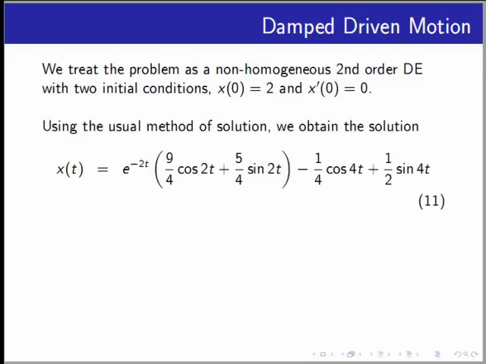So we use the usual method of solution and we obtain the solution x(t) equals, the first part is xc, which is given by e^(-2t) times (9/4 cos 2t + 5/4 sin 2t). And we have the second part, which is the particular solution xp, given by -1/4 cos 4t + 1/2 sin 4t.